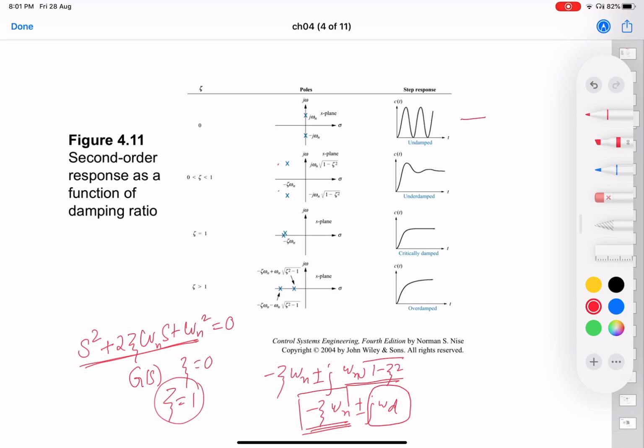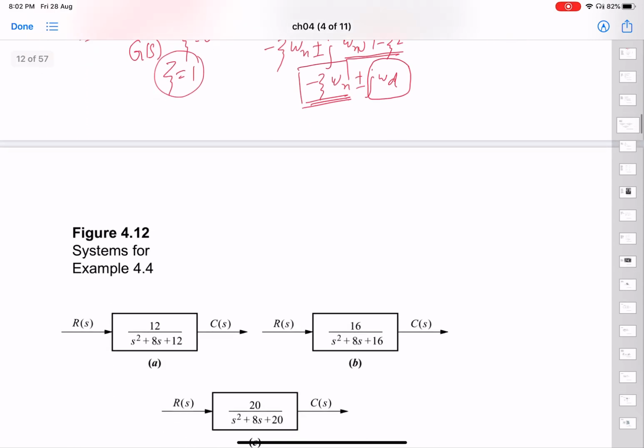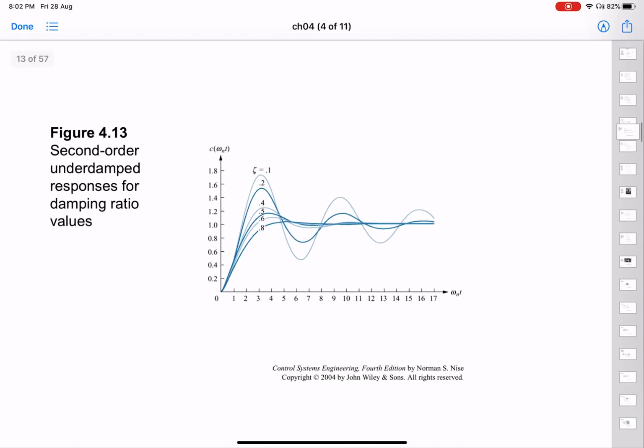And similarly, you have an overdamped response in case the poles are real and unequal, and the poles are given by minus zeta omega n plus minus omega n under root of zeta square minus 1. So in this case, zeta is greater than 1, and the poles would be real, and the response would be overdamped. It would be slow, right? So the pole locations will tell us what kind of response we'll have. And we see that the underdamped response is the richest of the responses.